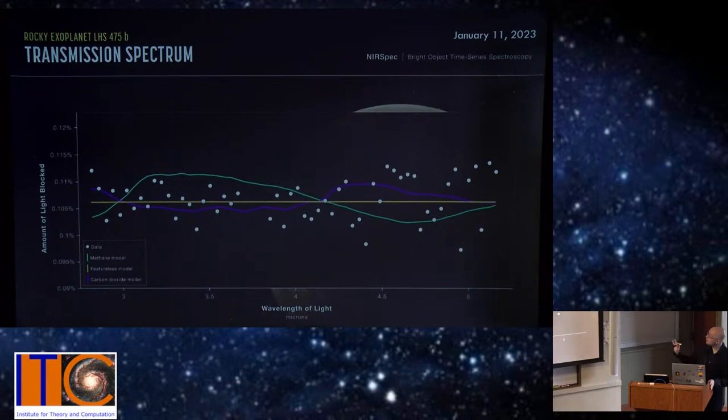And this will only get better over time as we start stacking more and more transits to improve the signal-to-noise ratio on these terrestrial spectra. So these are things that have already been announced. Many of these have either been published or are about to get published.